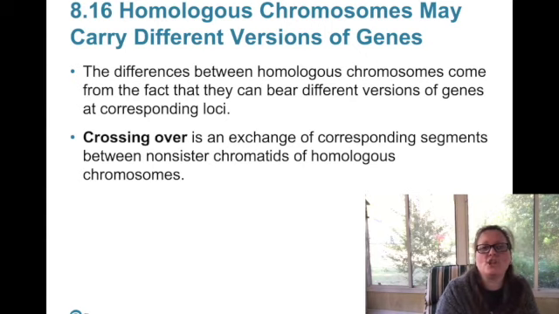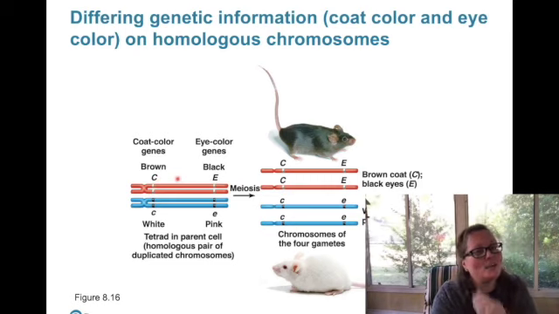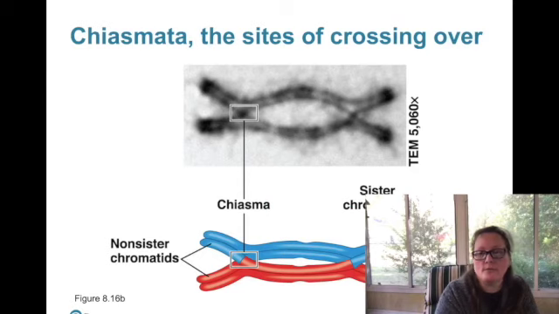So crossing over: exchange of corresponding segments between non-sister chromatids of homologous chromosomes. That is what adds to so many differences. So again, this is just showing you the same kind of thing. This is getting into genetics. I hate when they go too much into it before we've touched on it. But they're showing you here, we have brown and black, we have white and pink. If these two guys have babies, if there's a crossover, then we could end up with white and black or brown and pink. So that's what it's showing you here, where it crosses over, this switches and that switches. And so that makes a slightly different result.